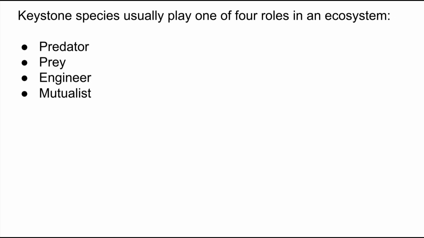Now, keystone species play different roles. They can do different things to be a keystone species. So you can be a predator, a prey, an engineer, or a mutualist. You could expand this, but this will do.